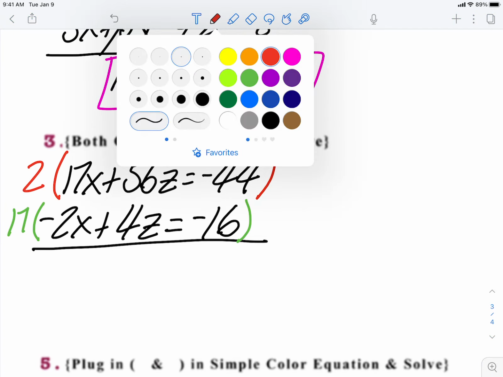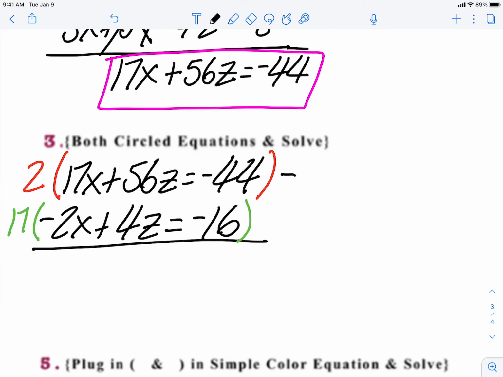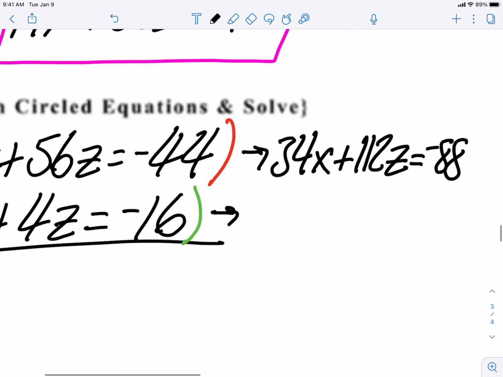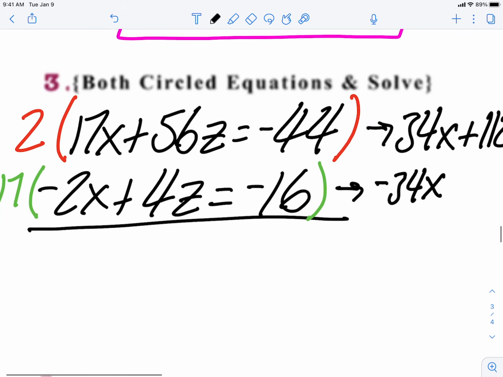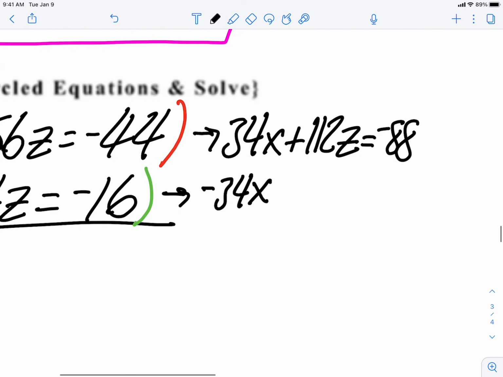So I'm going to say 2 times 17 is equal to 34x. 2 times 56 is 112z is equal to 2 times negative 44 is negative 88. Okay? 17 times negative 2 is negative 34x. 17 times 4z is 68z.